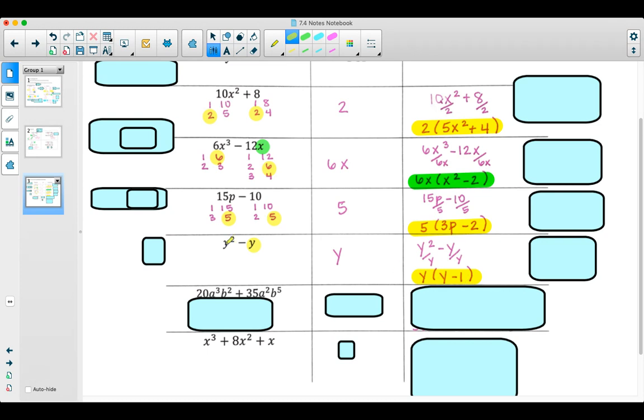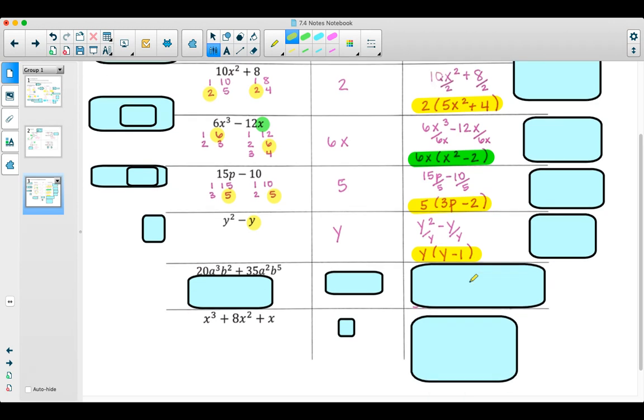Remember, standard form is when I go from highest exponent down to that constant if there is one. Factored form, I'm factoring out that GCF, and that remaining parentheses is to figure out what's remaining in that polynomial. We have 2 more examples we're going to look at together. Here we're looking at a little bit tougher.